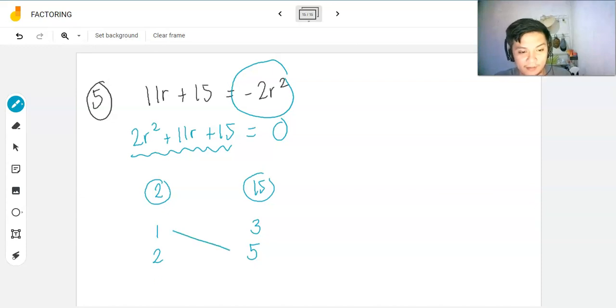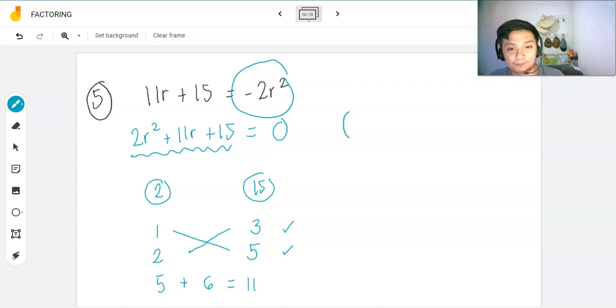1 times 5 is 5. 2 times 3 is 6. Uy! 5 plus 6 equals 11. So, natumbok natin agad yung ating hinahanap ng mga pares ng numbers. Ayan. So, factors ng 2 ay 1 and 2. Factors ng 15 na magagamit ay 3 and 5. So, ibig lang sabihin yan, ang magkakasama sa parenthesis ay 1 at 3, tapos 2 and 5.